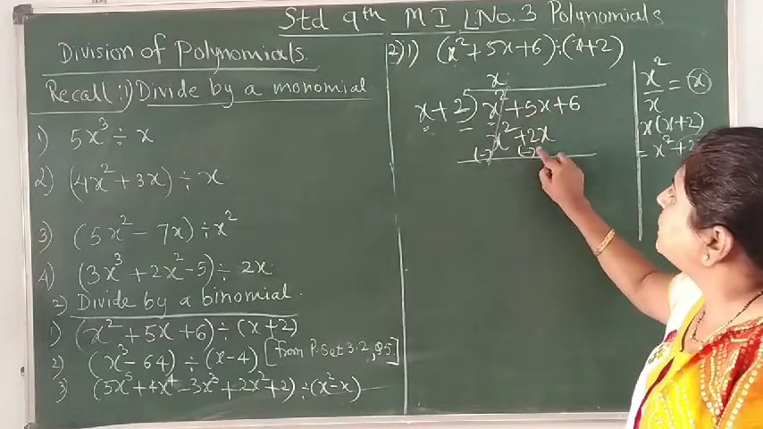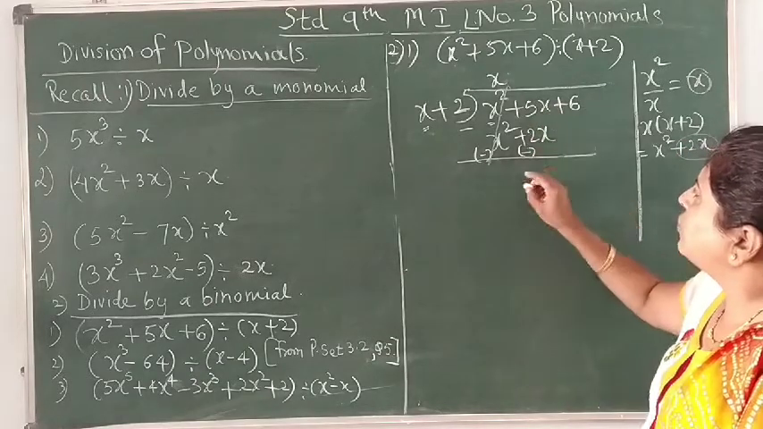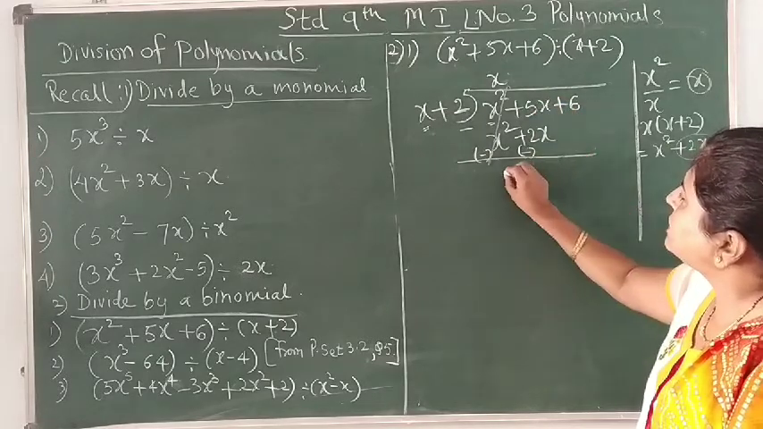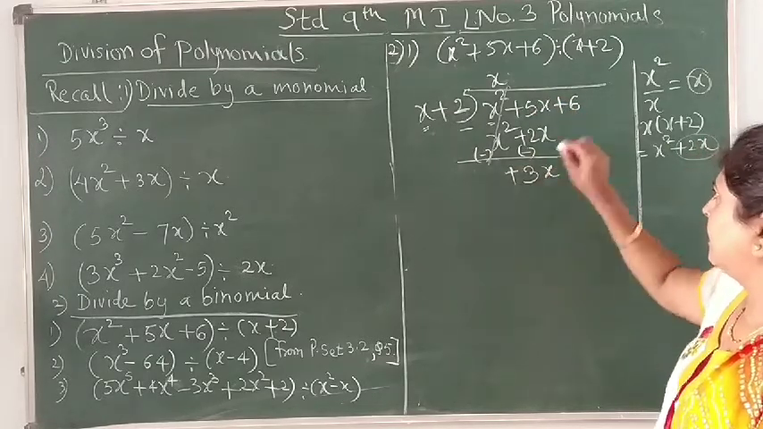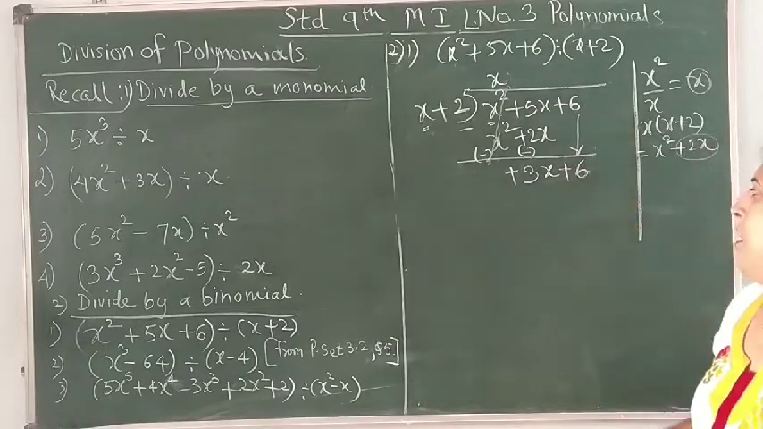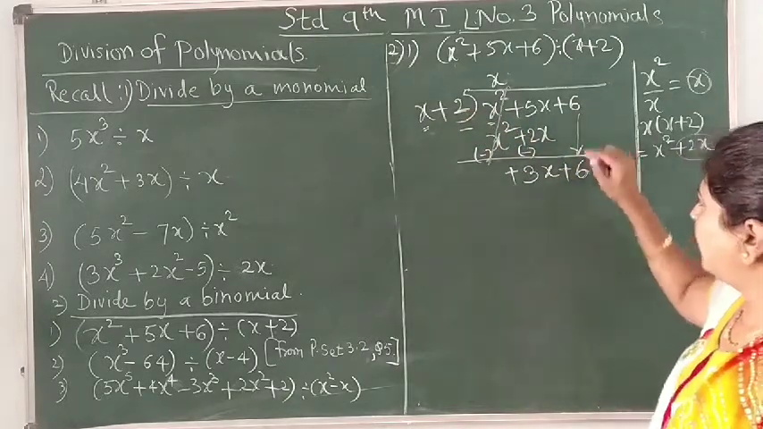Now what is this plus 5x? And we will consider this 2x as minus 2x. So plus 5x minus 2x we will get 5 minus 2, 3, and that 3 will have the bigger number's sign, plus 3x. Now we have to take the one term over here down. So here we have completed one phase of the division. Now the second phase will start.